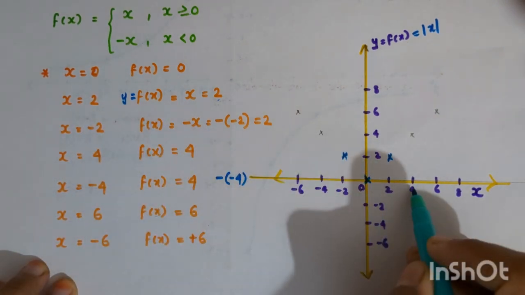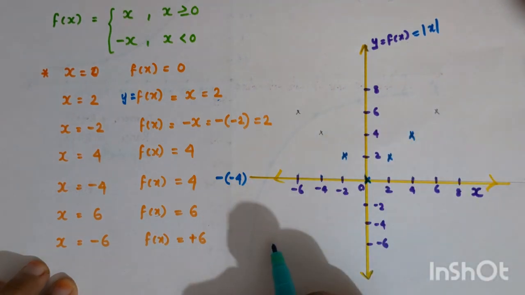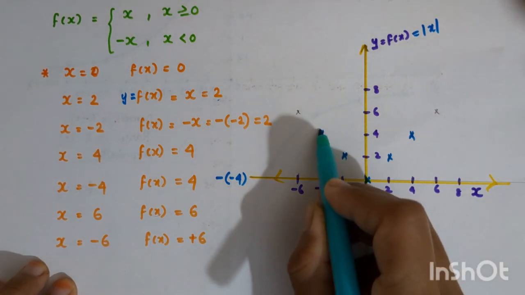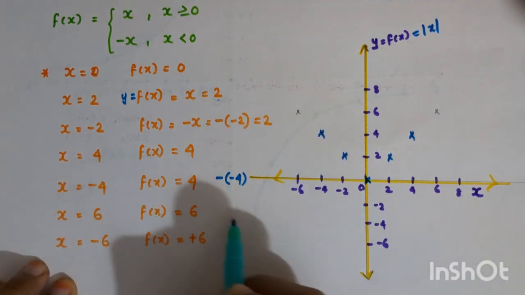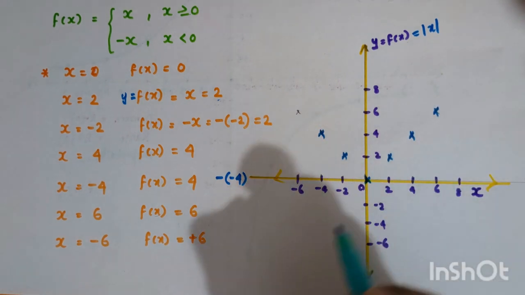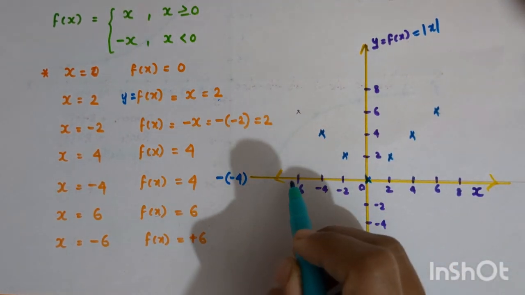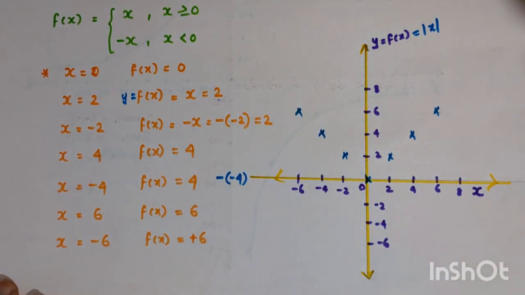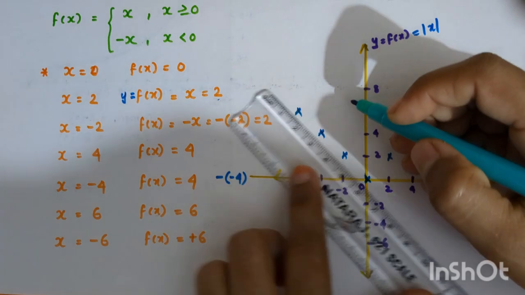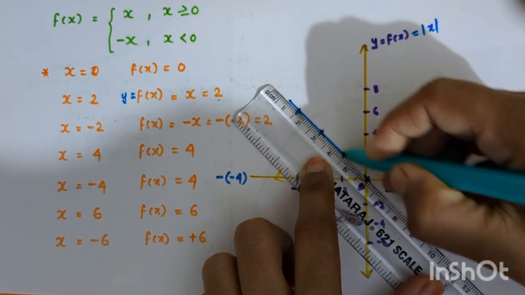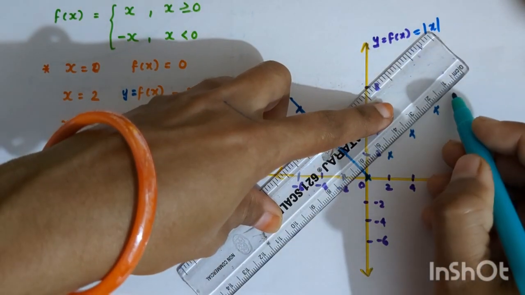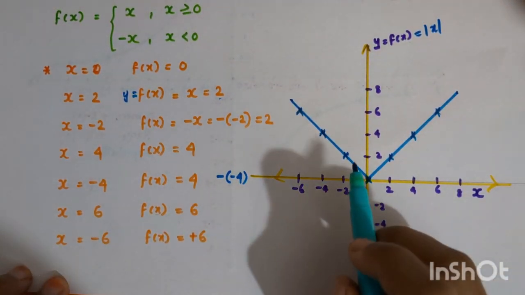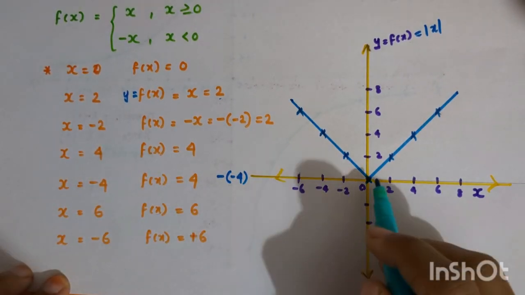For x equal to 4, f of x is 4, so we get a point here. For x equal to minus 4, f of x is 4, so we get a point here. For x equal to 6, f of x is 6, so we get the point (6, 6). Similarly, when x is equal to minus 6, f of x is plus 6, so we get a point here. Now if you join all these points, we get a graph like this. So this is the nature of the graph for a modulus function.